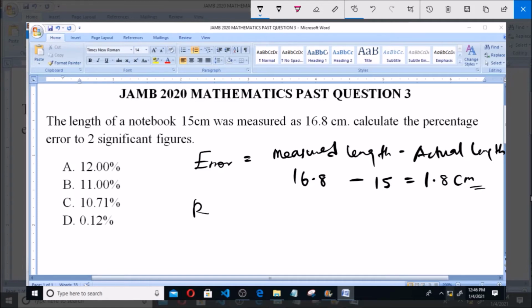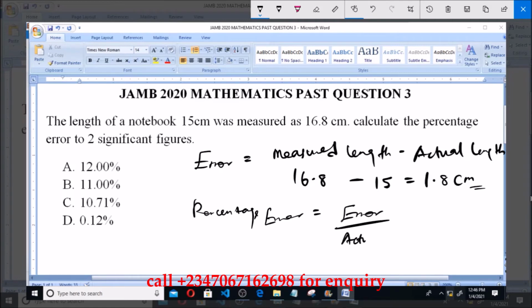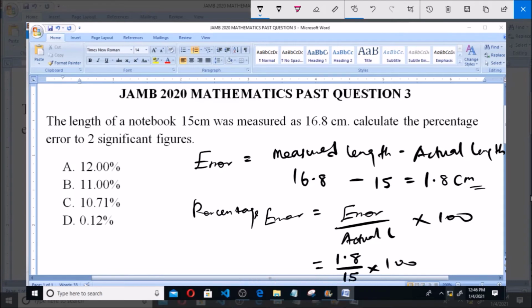Now percentage error is equal to error over actual length, multiplied by 100, and that is equal to 1.8 over 15 multiplied by 100, and that is equal to 12.00%. So the percentage error is 12.00%, which is option A, to two significant figures.